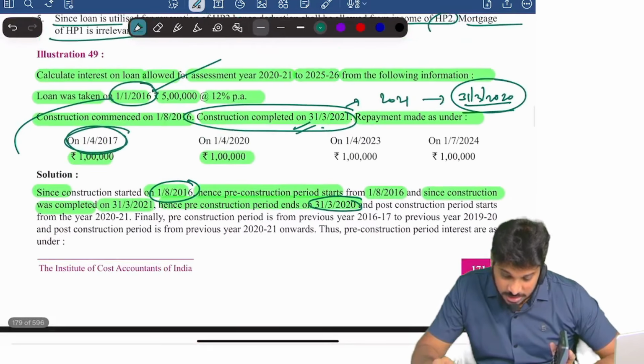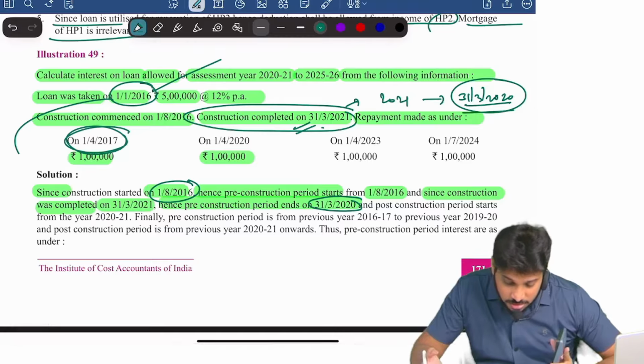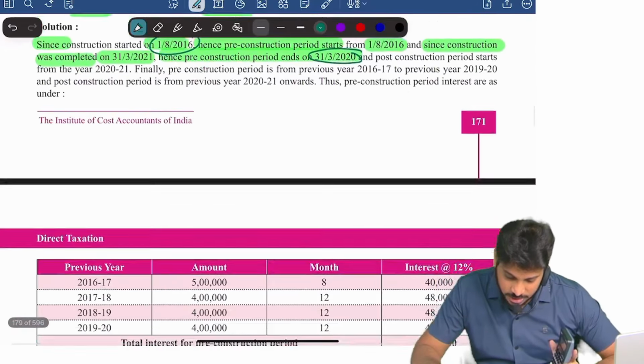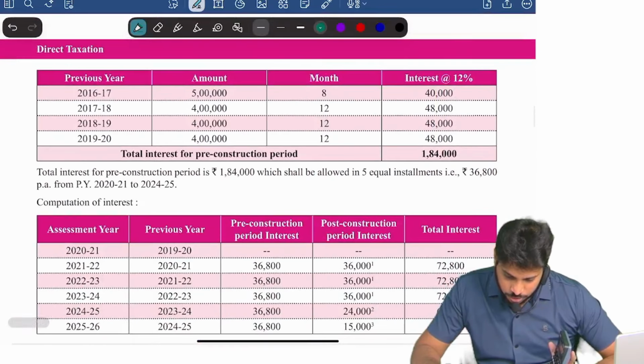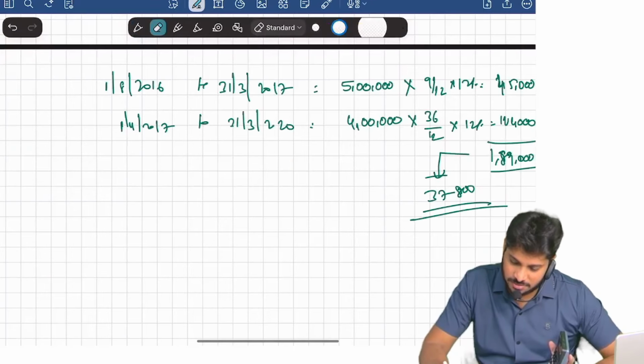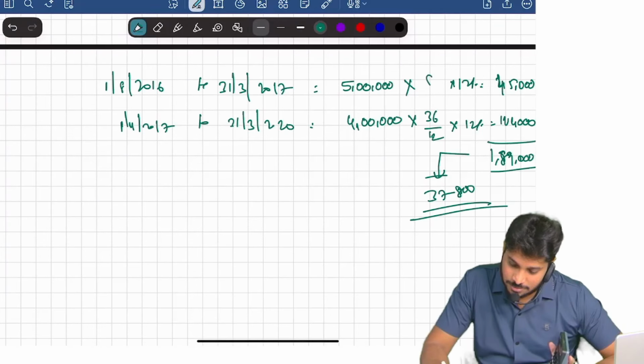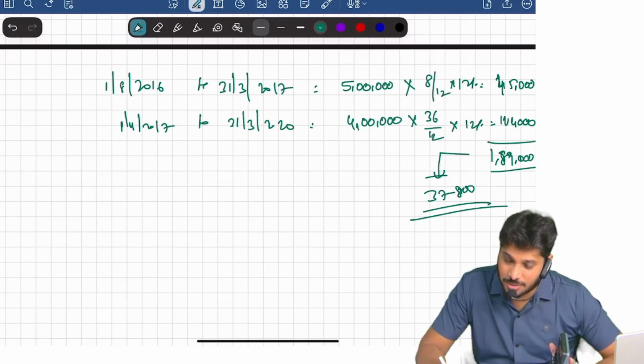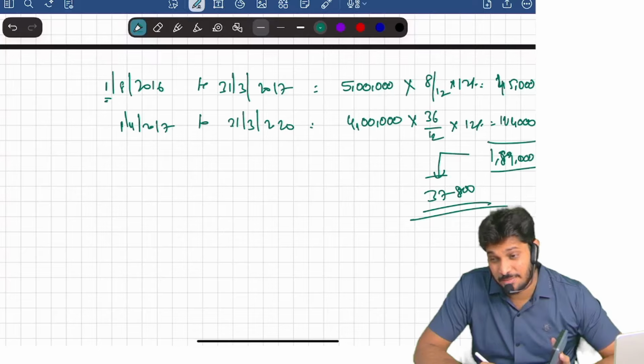One minute, did we miss any other information here? 5 lakh is the loan taken. From 1st August onwards only they started, correct? By the way, 1st August means how many months? 8 months, no? It is 8 by 12, not 9 by 12. From 1st August onwards it is 8 by 12.